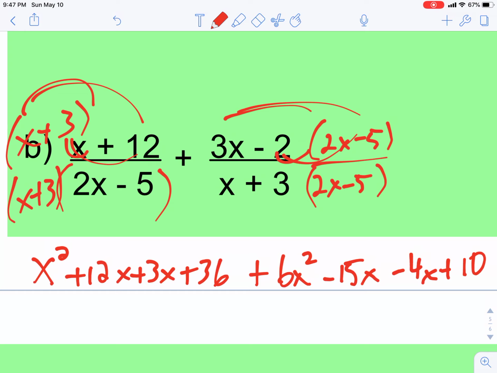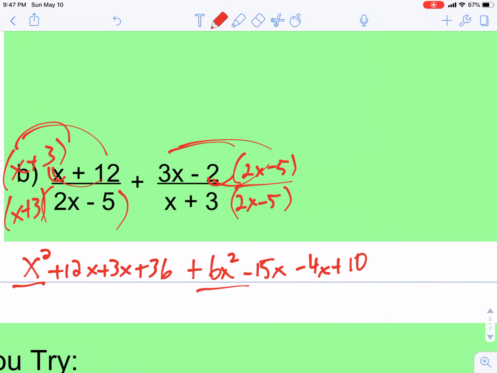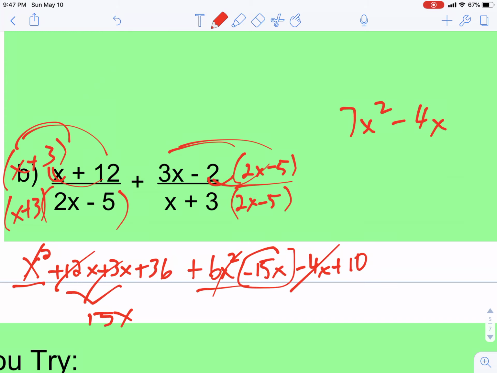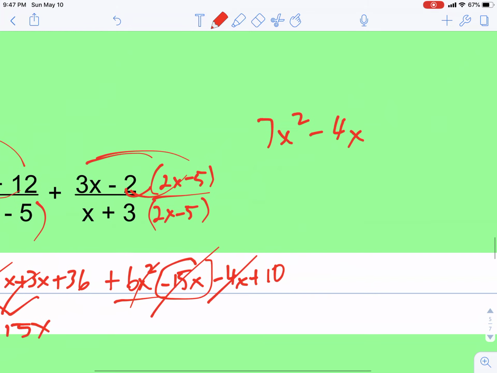And now combine all the like terms. 7x and 6x squared is 7x squared. 12 and 3 is 15x. Minus 15x over here is 0. And then minus 4 is negative 4x. Boom, boom, boom, boom. 36 and 10 makes 46.